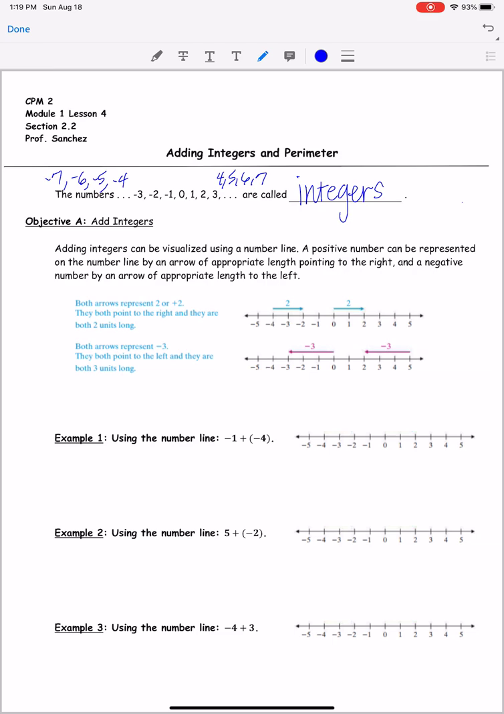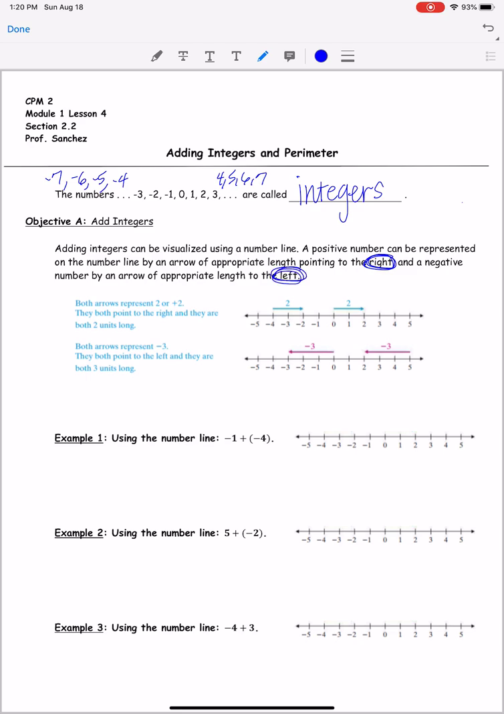So objective A is adding integers. We're going to start this by adding from a number line. It says here, adding integers can be visualized using a number line. A positive number can be represented on a number line by an arrow of the approximate length pointing to the right, and a negative number by an arrow of the approximate length to the left.